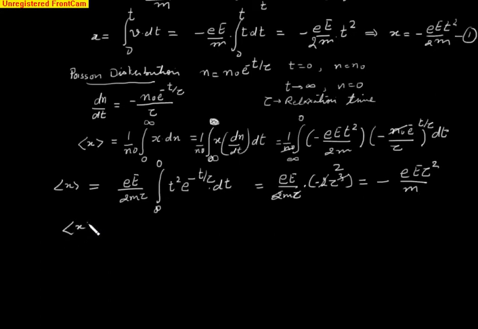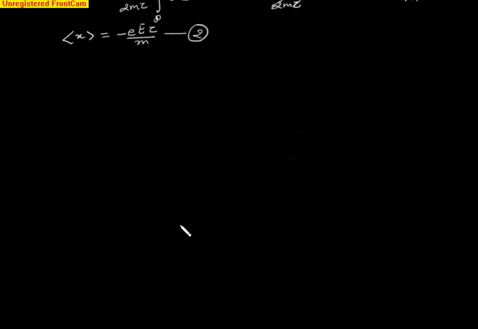So the average distance traveled by all electrons is given by E times tau divided by m. Let us mark this as equation number 2.